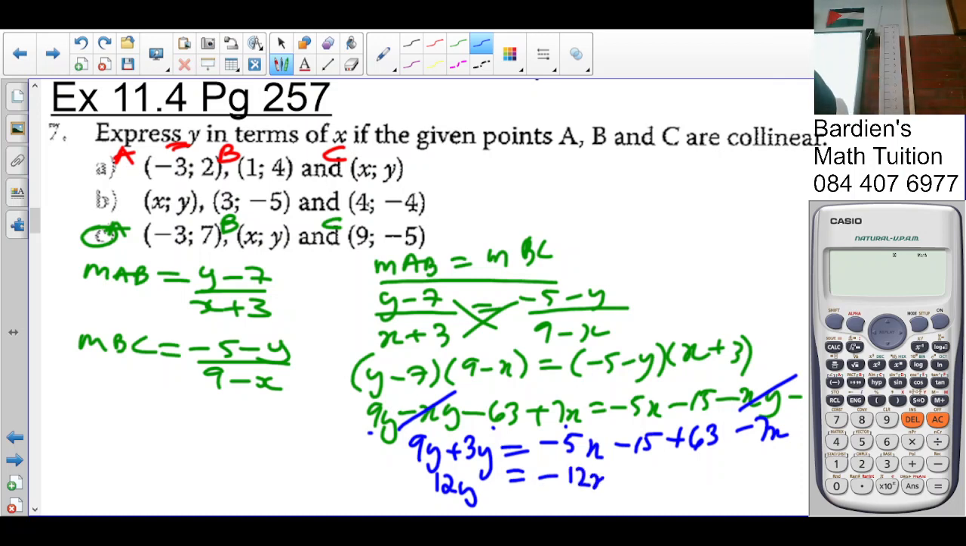minus 12x. What's minus 15 plus 63? So it will be positive. 48. Just check there. Right? Divided by 12. So y is equal to negative x plus 4. The other way is definitely easier. So it would be the same as we did in A.